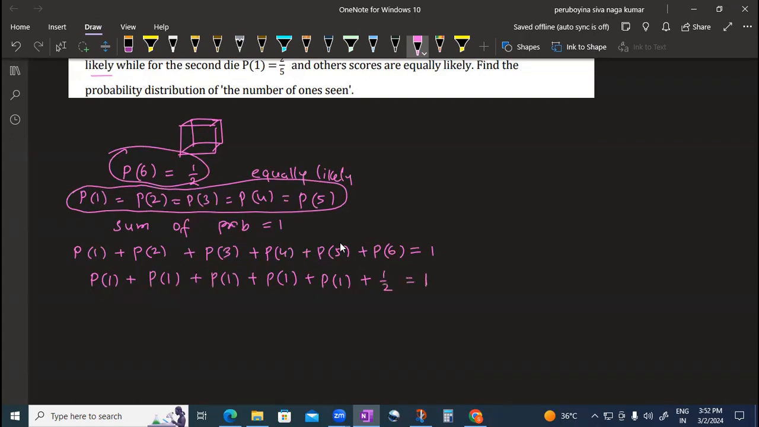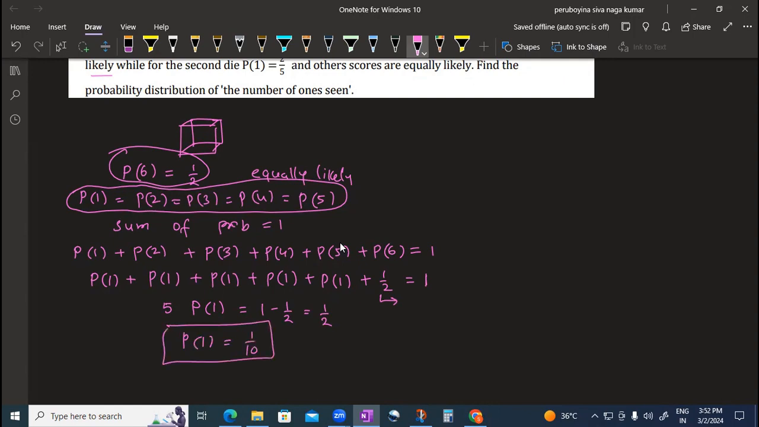And all these values add up to 1. How many P of 1s are there? 5 times P of 1 equals 1 minus 1 by 2. I moved this 1 by 2 to the right side. So 1 minus 1 by 2 is 1 by 2. Therefore, P of 1 is equal to 1 by 10.